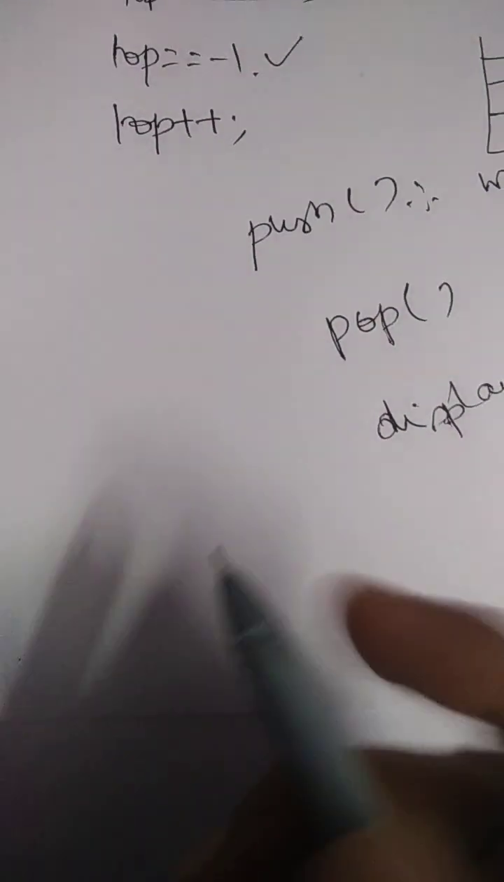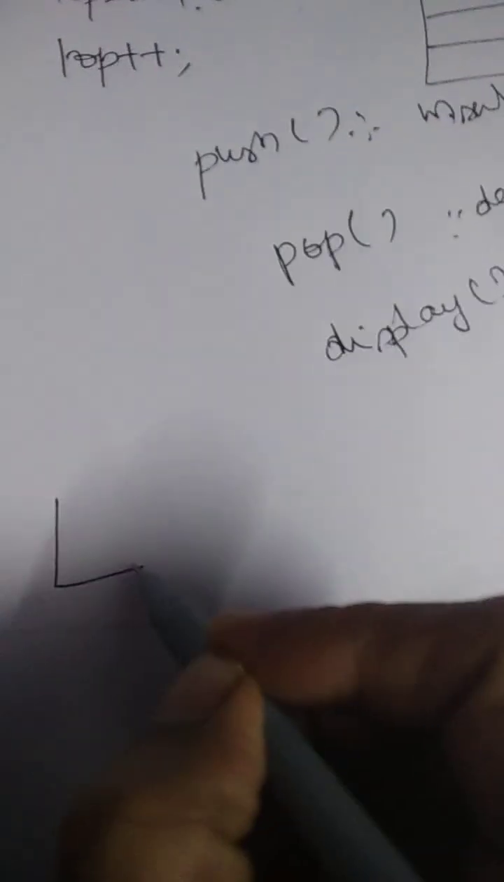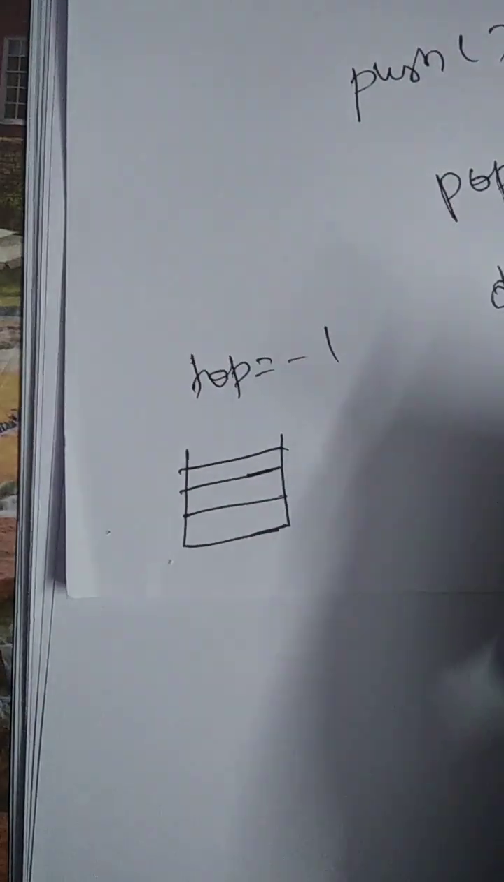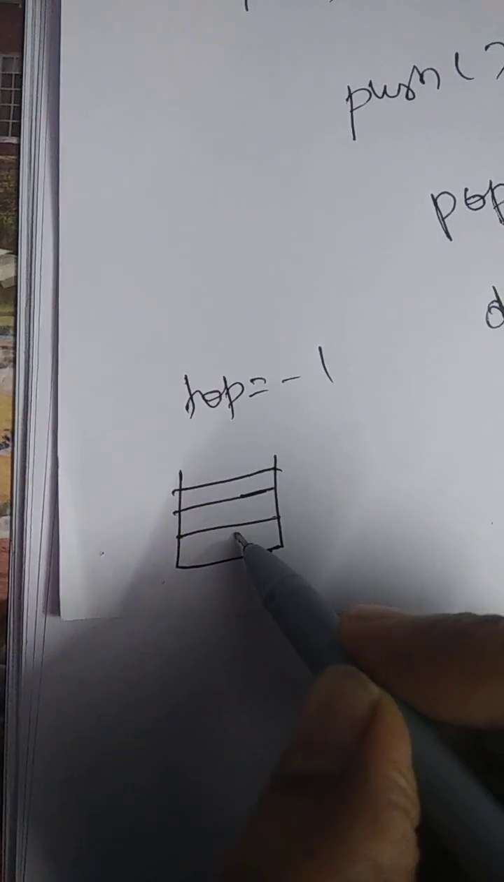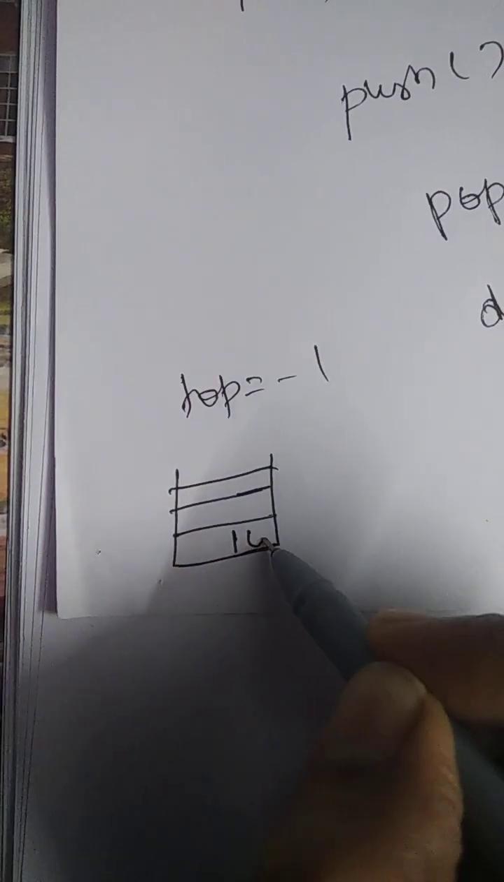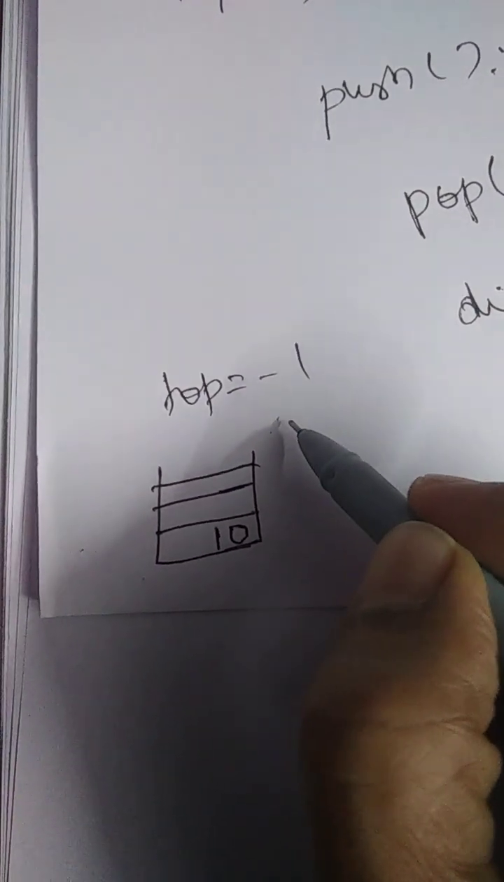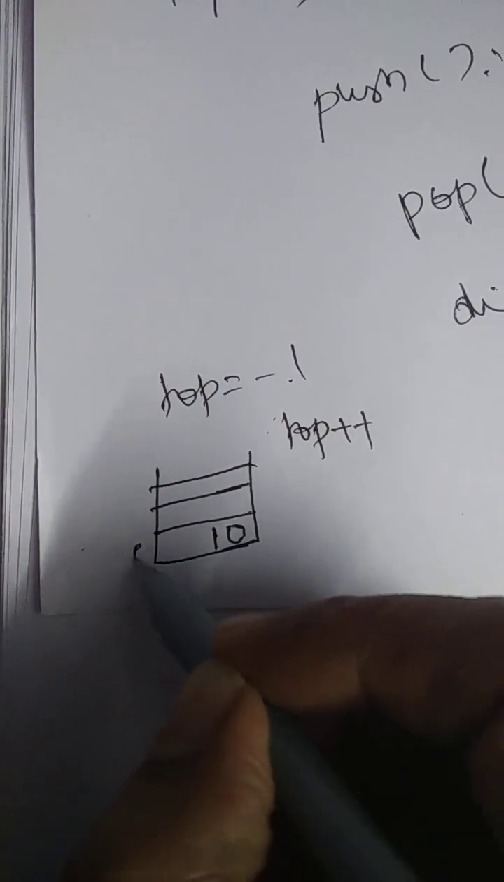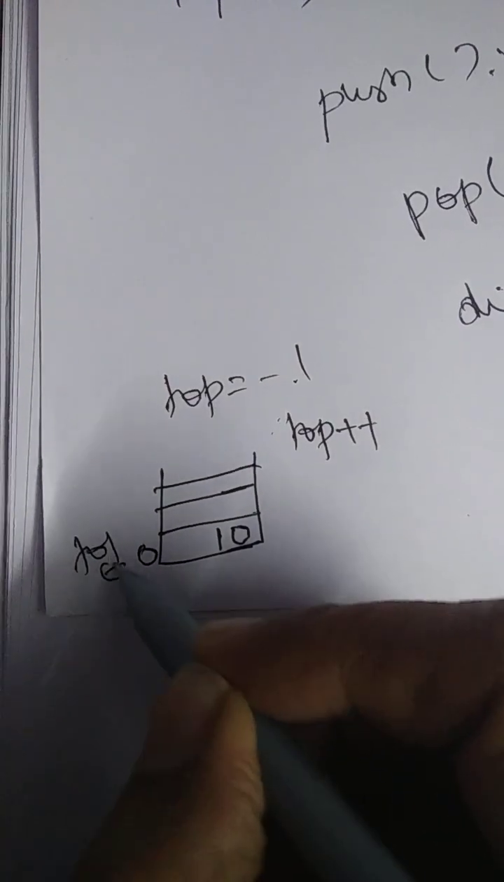Here we will see one example, where I am trying to push elements into the stack. This is a stack, right? Now the stack is empty, and the top variable is assigned -1. Now I am inserting the value 10 into the stack of size 3. The top value will get incremented by 1, that is top plus plus. So top plus plus means -1 plus 1, that is 0. That is called the top of the stack.